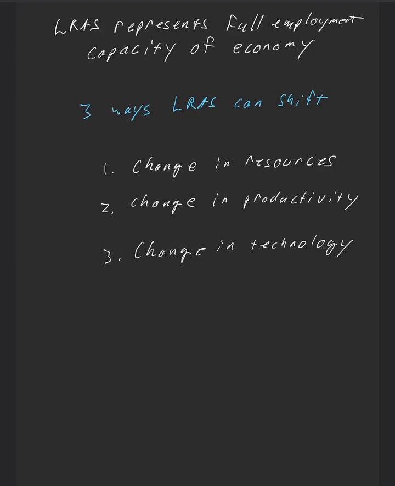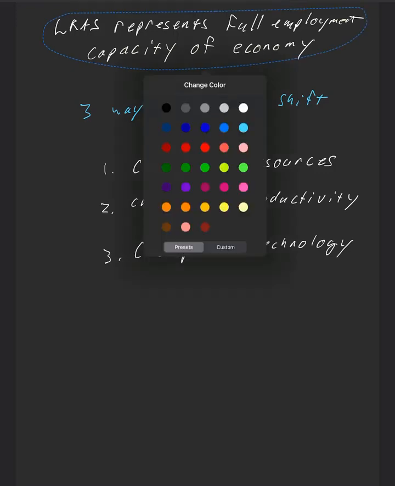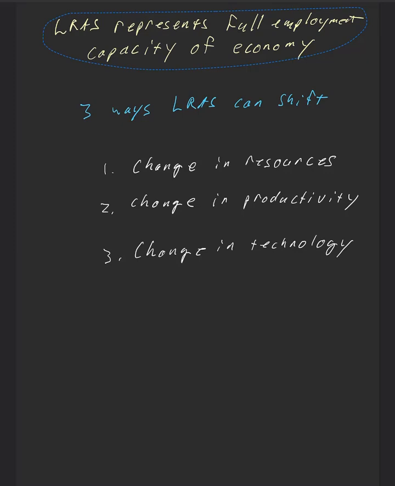Now, in the same way that we have determinants of short run, we can have determinants of long run. In order to understand that, we have to understand that long-run aggregate supply represents the full employment capacity of the economy. When we're producing at full employment, using all our resources, how much can we produce? Well, there are 3 ways. One is we can have more resources. If we have a certain number of people, they can produce a certain amount. If we add more people, we can produce more.